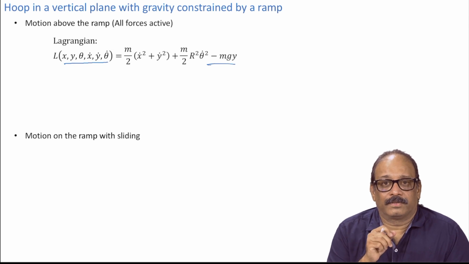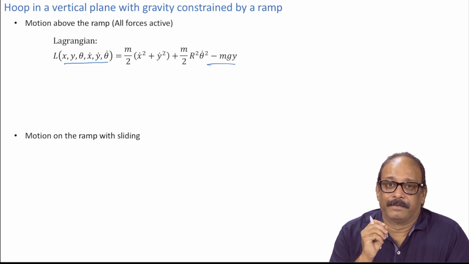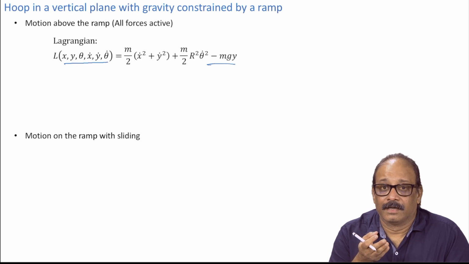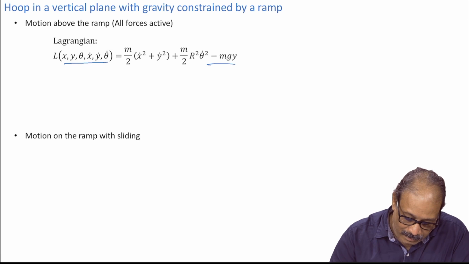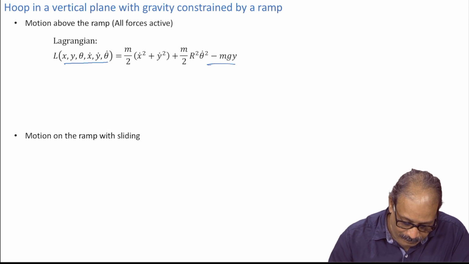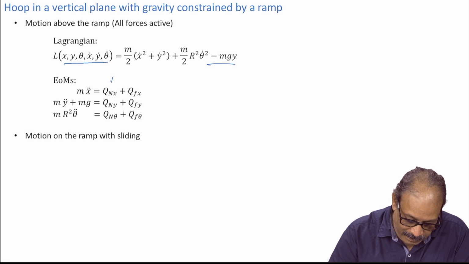What about the normal force and the frictional force? Those forces are not constraint forces, they have to be taken into account. They are active forces, but I can't express them in terms of potential or generalized potential. That means, in the equation of motion, these forces will appear on the right hand side here.